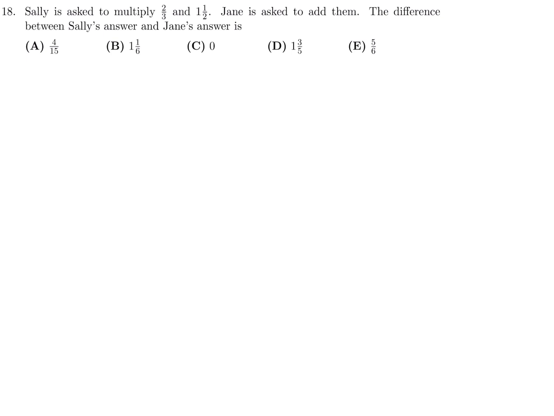Sally is asked to multiply 2/3 and 1 and 1/2. Jane is asked to add them. The difference between Sally's answer and Jane's answer is... Sally is going to multiply 2/3 and 1 1/2. 1 1/2 is 3/2. So when she does, she gets 6/6, and that is 1.